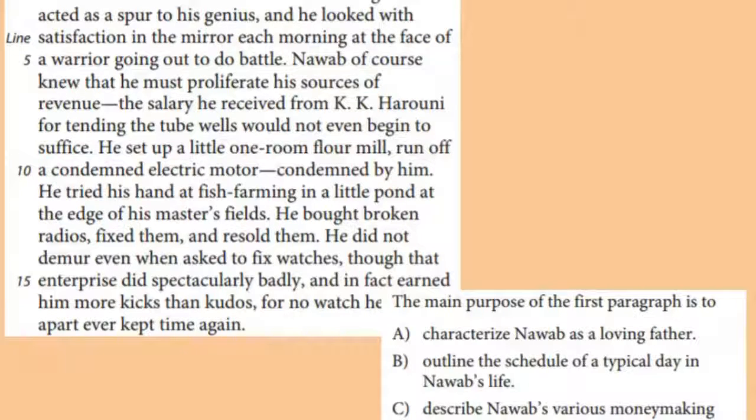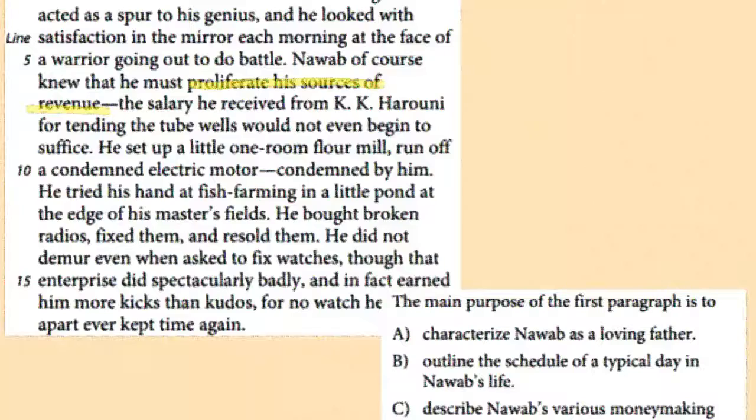This is definitely a rhetoric question, and specifically underneath rhetoric, we would call this an analyzing purpose question, because we're trying to discern what the author was trying to communicate to us by writing the first paragraph the way he did. As you were reading the first paragraph, hopefully a couple of things stood out to you. The first was that Nawab desires to proliferate his sources of revenue. Proliferate means to make more of or to do more. And so proliferate his sources of revenue, revenue being the money he's getting in daily or weekly or monthly, he's wanting to make more.